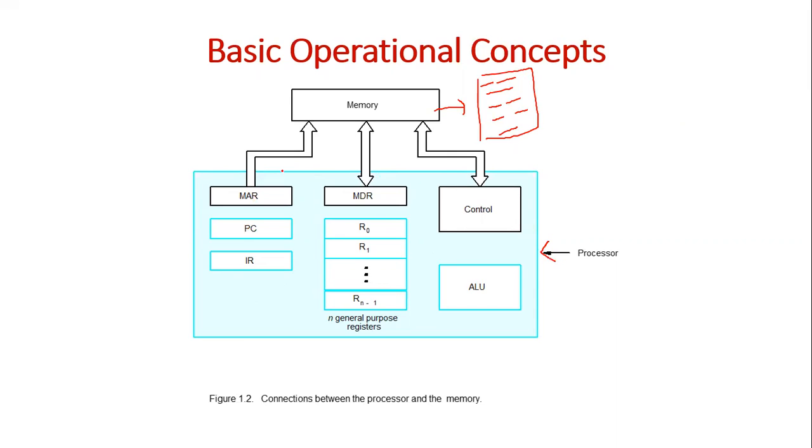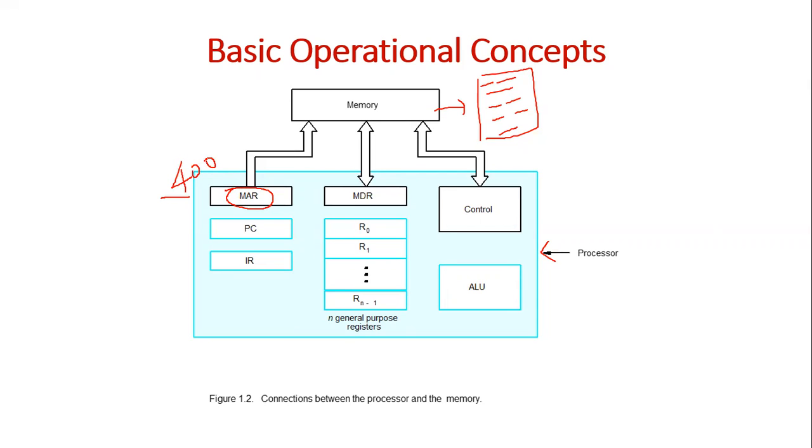The processor contains the MAR, which stands for memory address register. It's just a register, but it contains an address of the main memory, from where the data should be read, or to where the data should be written. Are you getting it? So typically this register will contain some address. For example, if it contains the address 4000.